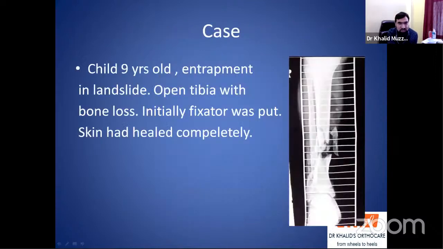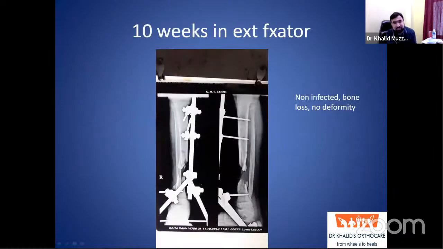This is a 9-year-old child, entrapment in landslide, open tibia fracture with bone loss. Initially, patient put on fixator, skin healed completely. When I saw this case, he was like this. 10 weeks in external fixator, non-infected, bone loss, and no deformity. So there are options of transport or amputate over there.